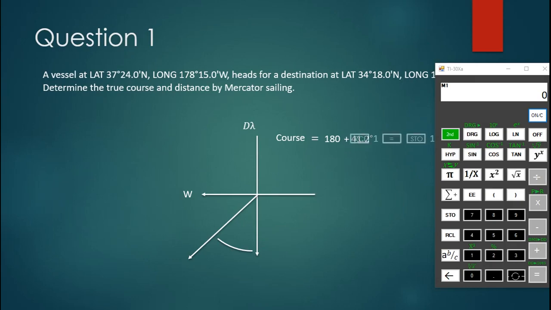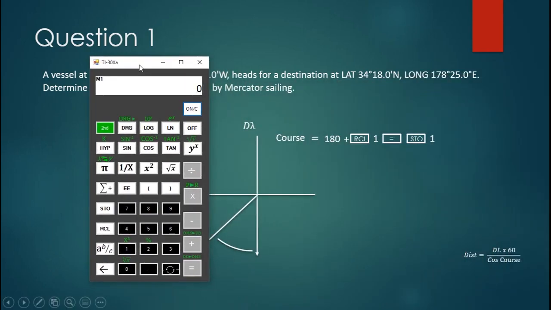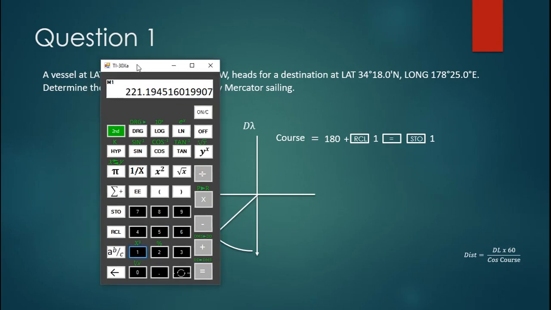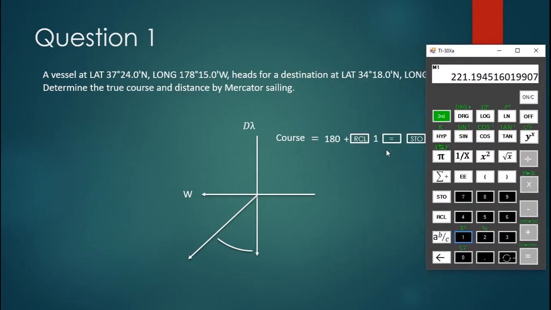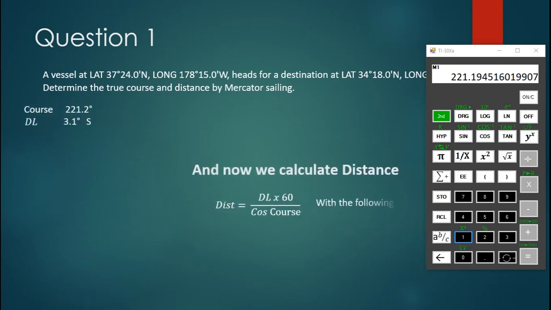But in this case, we're going to use our memory. Slide this over here, and we'll say 180 plus recall 1 equals 221, and we're going to store that number in our memory also. So you'll just hit store 1. We'll need that number in just a minute. So we have our course of 221.2, and now we calculate our distance.